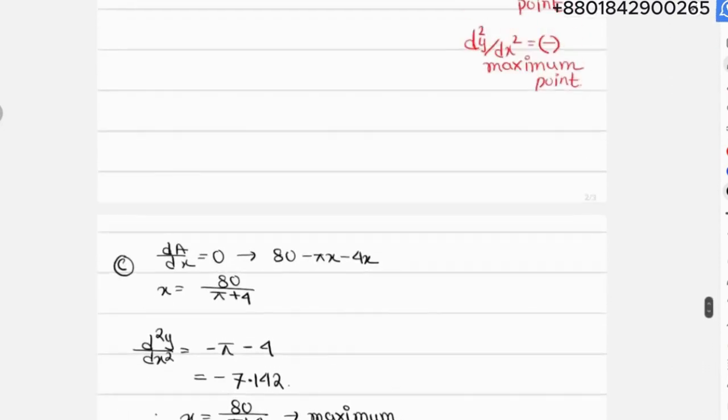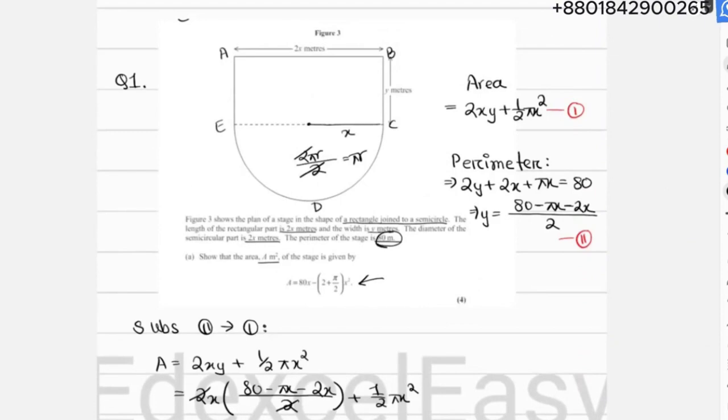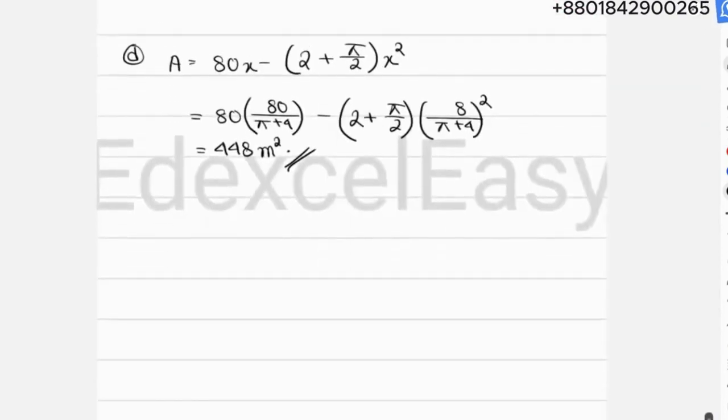I hope this was all clear to all of you. This is how you're going to do the procedures. Nothing else than this. Thank you. We're going to move on to the next question then.